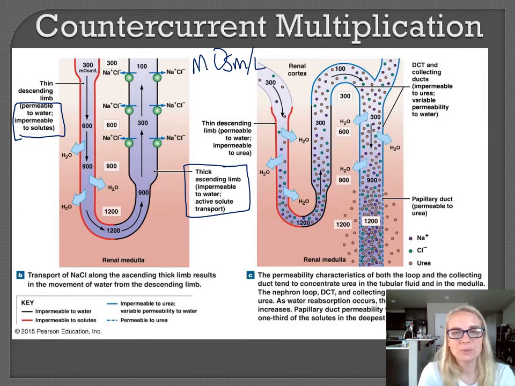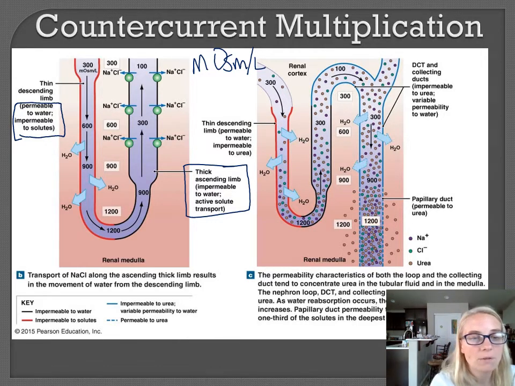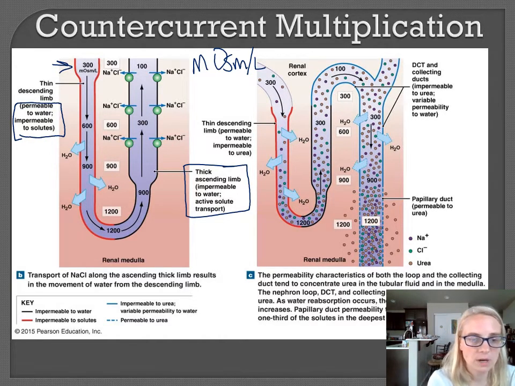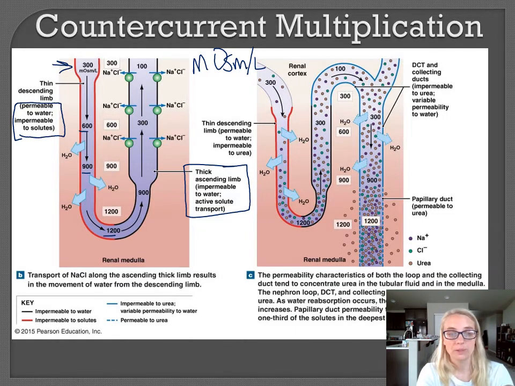So by the end of the PCT, the tubular fluid has an osmotic concentration of about 300. Okay? As it goes down the tube, we can see it's getting more and more concentrated, 300 to 600 to 900, all the way down to 1200 milliosmoles. And then on the way back up, we can see that it's getting less and less, and it actually leaves the loop of Henle at 100 milliosmoles. So from going in to exiting the loop of Henle, we've lost concentration.